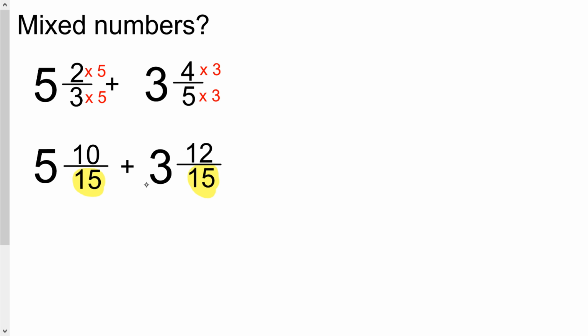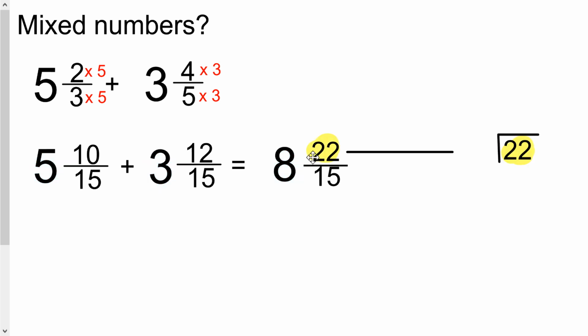We have common denominator on the bottom, 15 on the bottom, so we'll put 15 on the bottom for the answer. 10 plus 12 is 22. And don't forget to add your whole numbers there. 5 plus 3 is 8. Now, can we simplify this? Yeah, it's this situation right here.